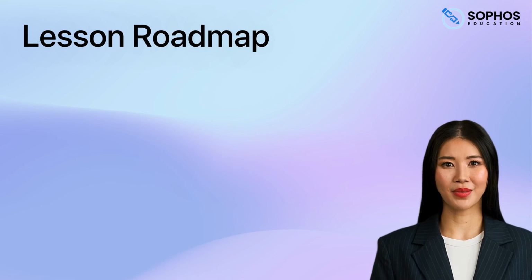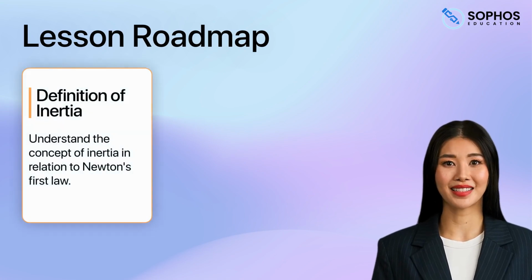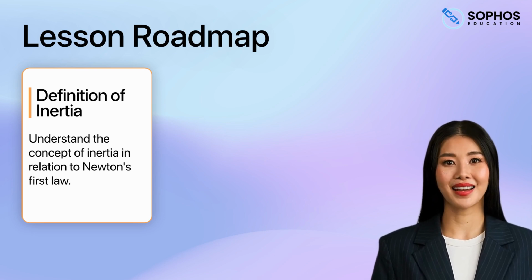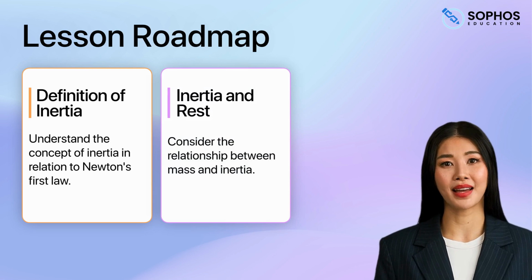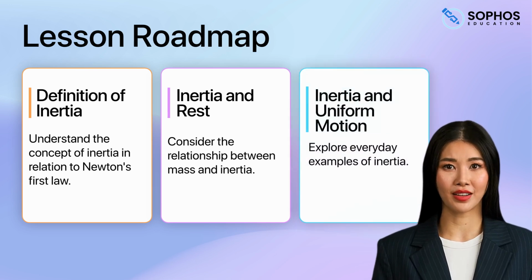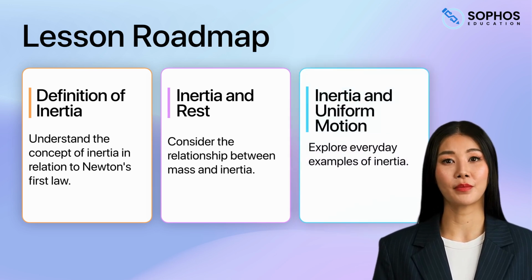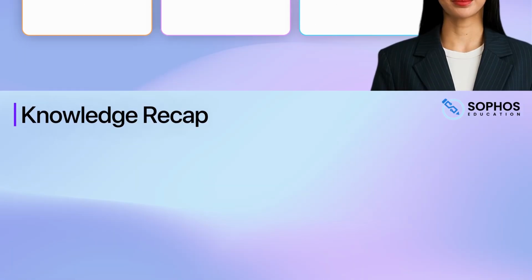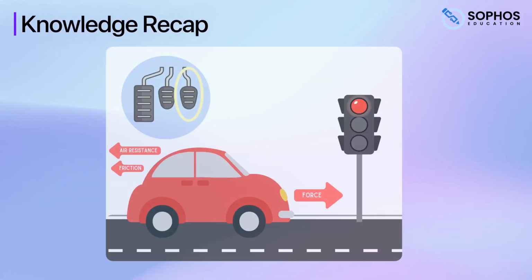In today's lesson, we will understand how Newton's first law stems from the concept of inertia, which we will take time to define. Next, we'll consider the relationship between mass and inertia. Finally, we'll explore everyday examples of inertia, like passengers feeling pushed forward when a bus stops suddenly, and ice hockey players gliding on ice.